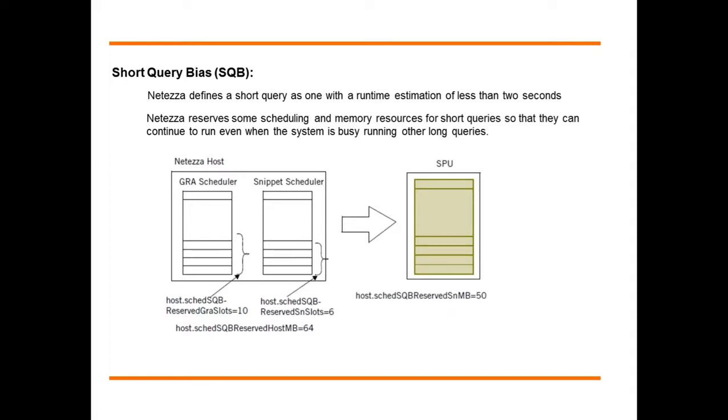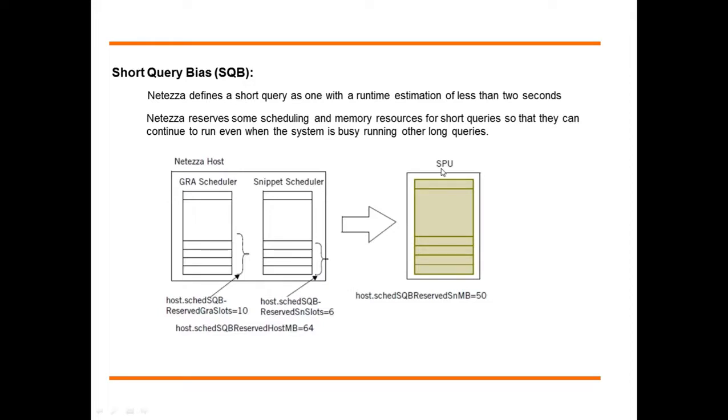How do we define whether a query is short or tall? How do I decide a query is short? If a query estimation is less than 2 seconds by default. You can configure that, of course. By default, any query which comes with a runtime estimation of less than or equal to 2 seconds is considered a short query. Just because you have long stuff running on the system, I don't want to affect my short queries, right? So that's why Netezza is partial towards short queries, saying that there are minimum resources allocated.